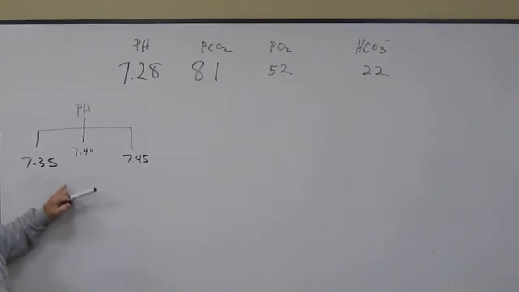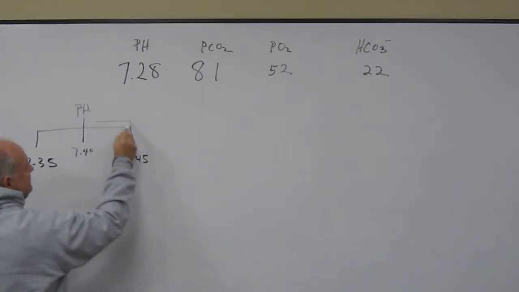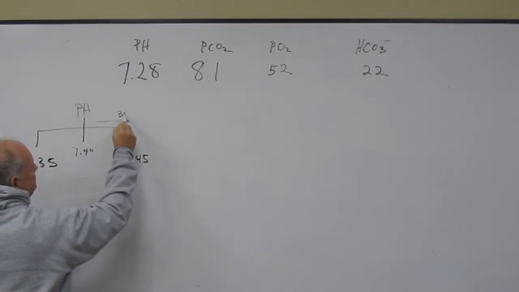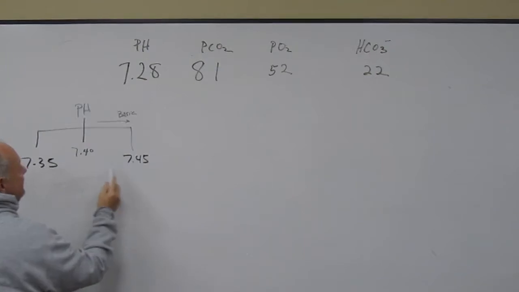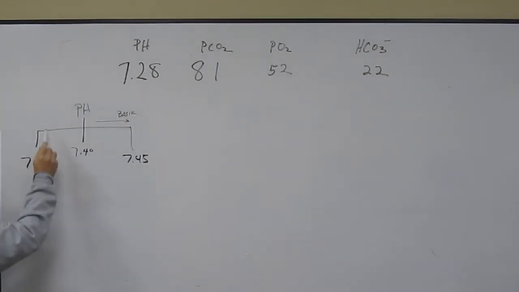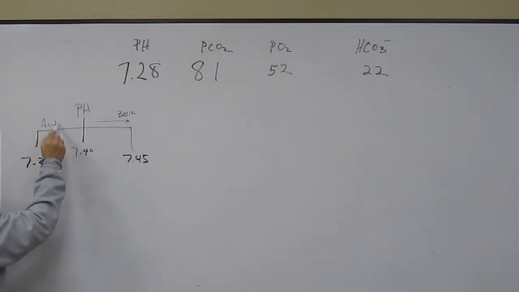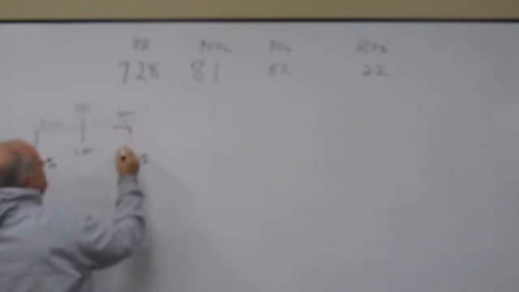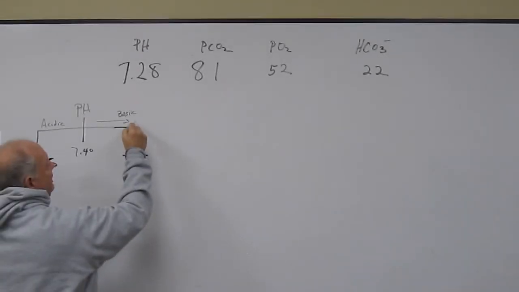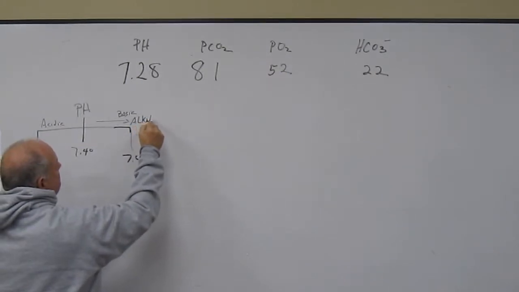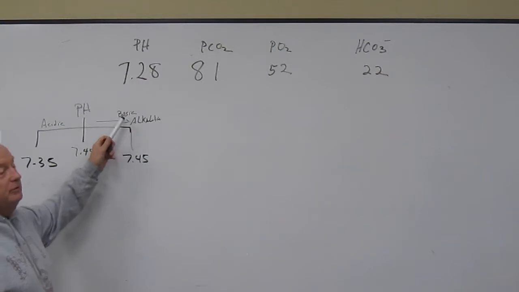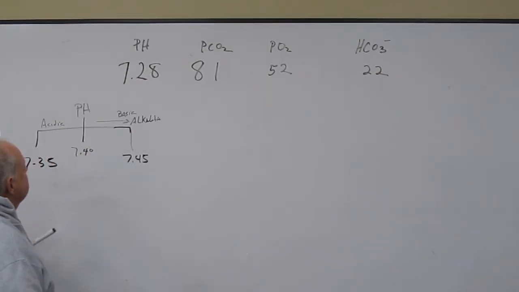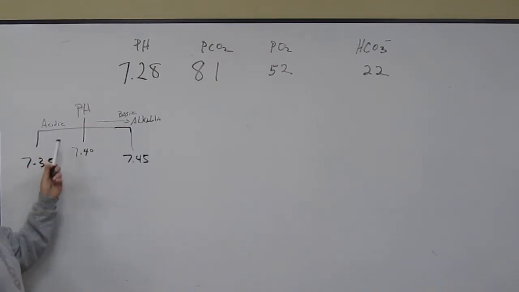Anything greater than 7.40 is basic. Anything less than 7.40 is acidic. Another word for basic is alkalotic. I use these words interchangeably. Basic or alkalotic, and acid and acidic.